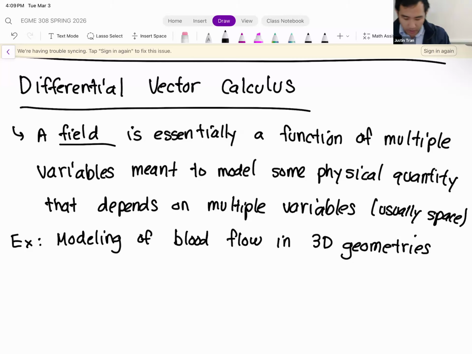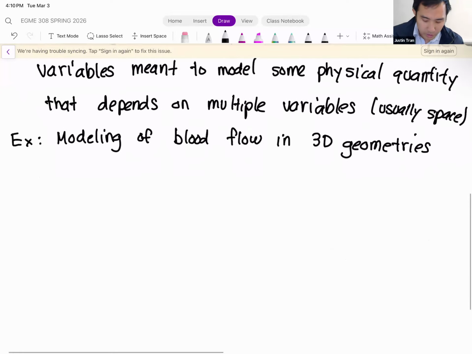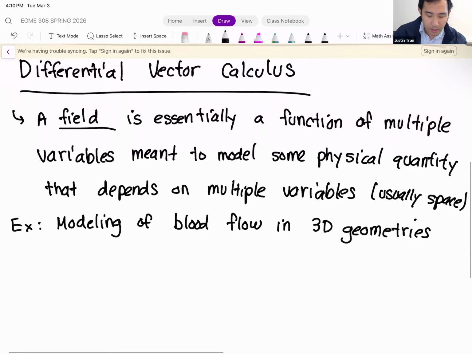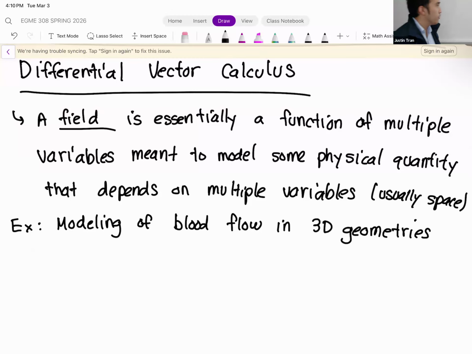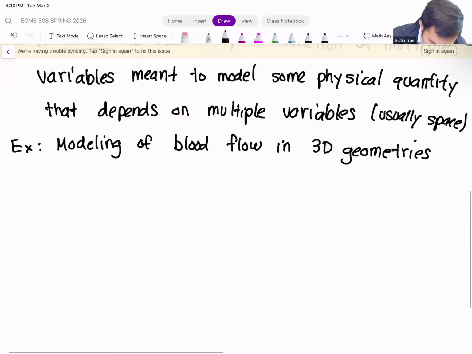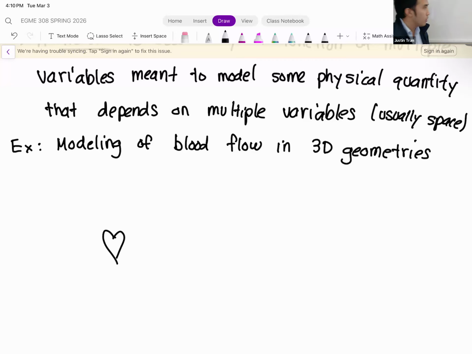So, for instance, a very common three-dimensional geometry where blood flows in every single one of us is a blood vessel called the aorta. Basically, the aorta looks like the following. The aorta is the first blood vessel that comes from your heart. And so you have your heart here. It pumps blood. The first blood vessel it sees is this candy cane looking blood vessel that kind of looks like this.